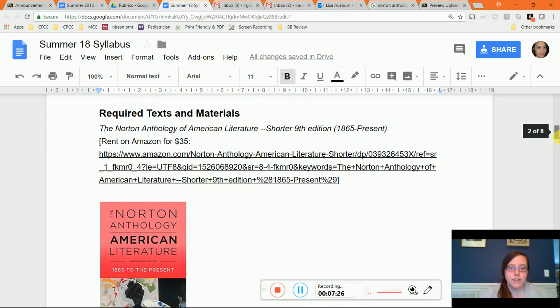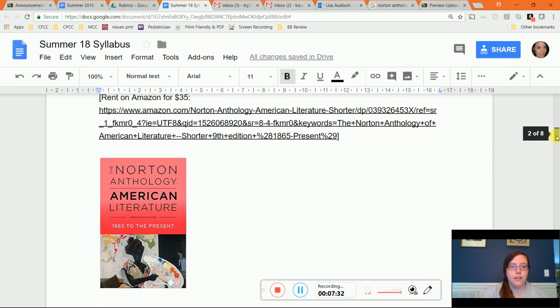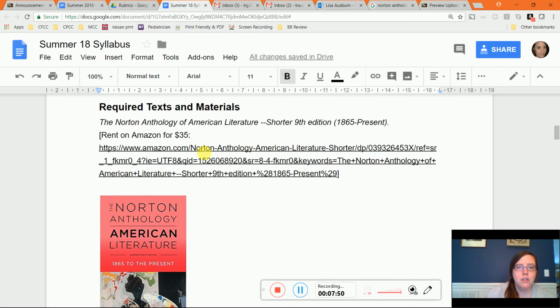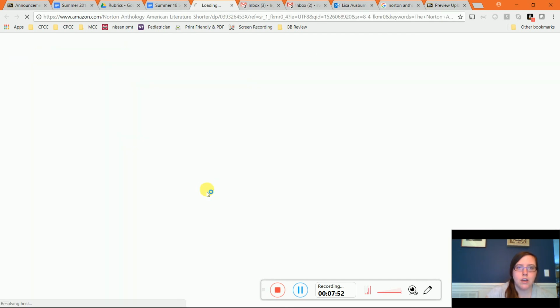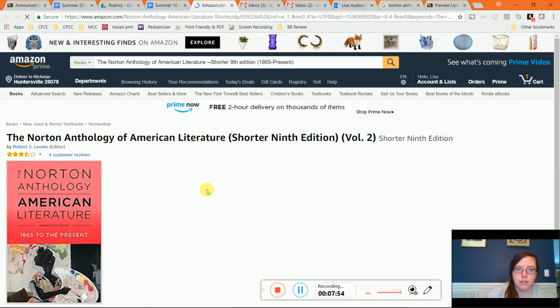Required texts and materials. So you have to have this book. It's called the Norton Anthology of American Lit. It's the shorter 9th edition. You can't really see that here, but it's written in small print. It's sort of like a pinkish red cover with this lady painting a picture. I'm sure this is an important work of art that I don't know about. You can rent this book on Amazon for $35. At least the last time I checked, it was $35.